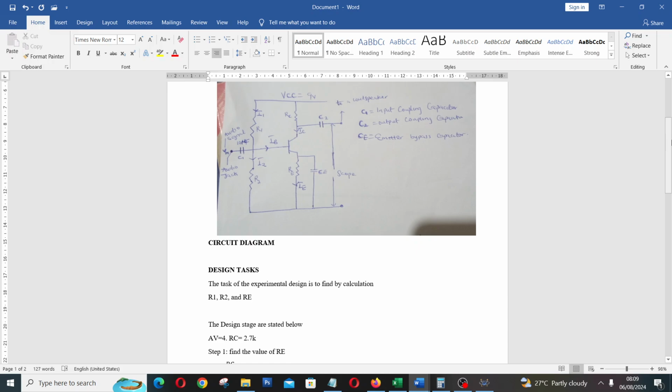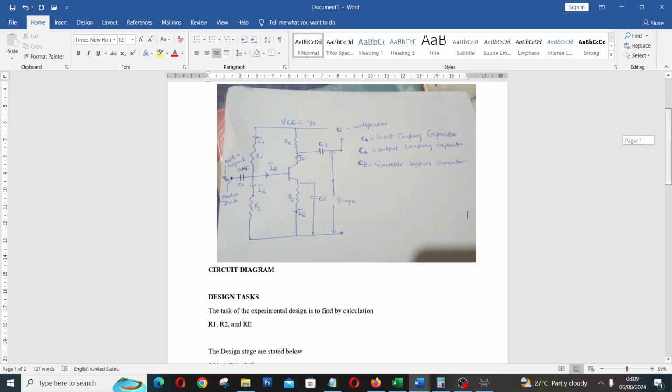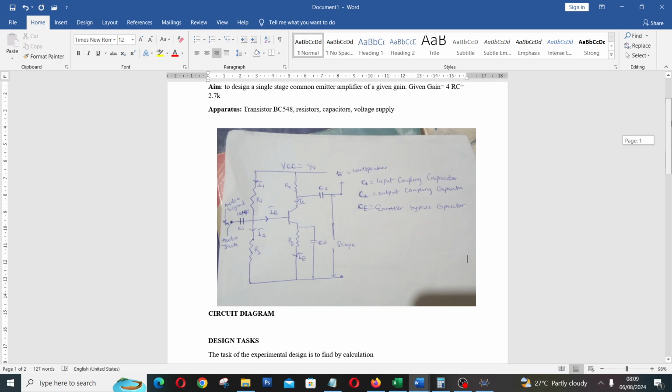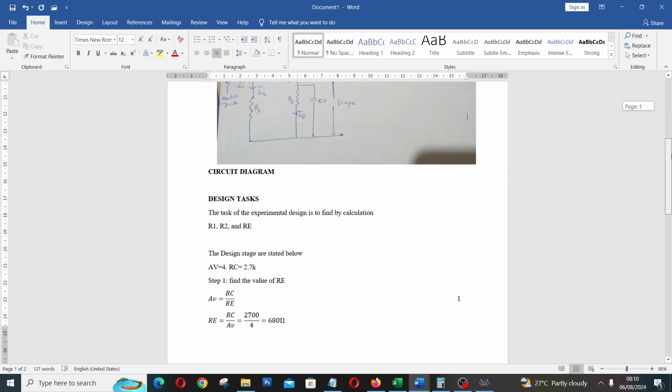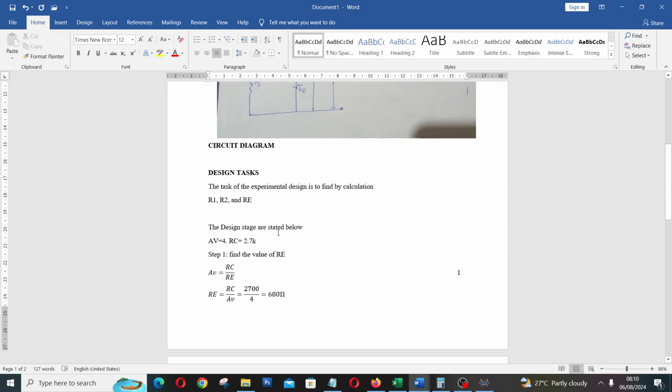We are given the value of RC to be 2.7 kilo ohms. The aim is to design a single stage transistor amplifier of a given gain, given that gain equals 4 and RC equals 2.7 kilo ohms. So that is where we are starting our design from. From here, the design task is finding R1, R2 and RE.